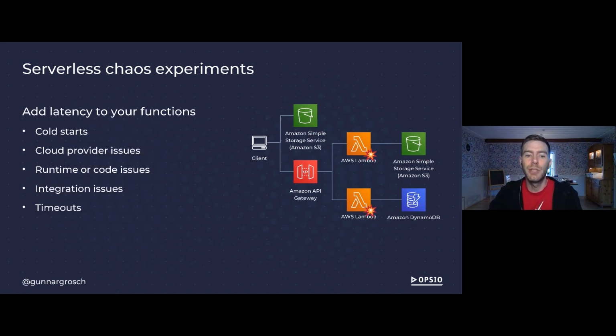Or we can use the mother of all serverless chaos experiments, latency. And by adding latency to functions, we're able to create a bunch of different failure scenarios, like cold starts that might affect functions if they haven't run for a while, different cloud provider issues, runtime or code issues, integration issues with downstream or upstream services, or to check that our timeouts are working as intended.